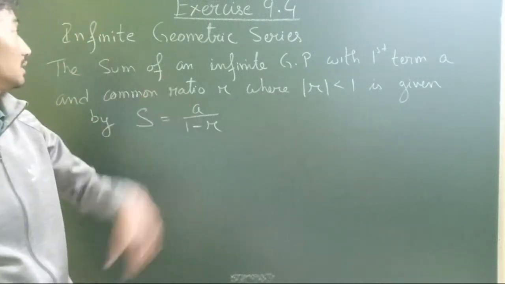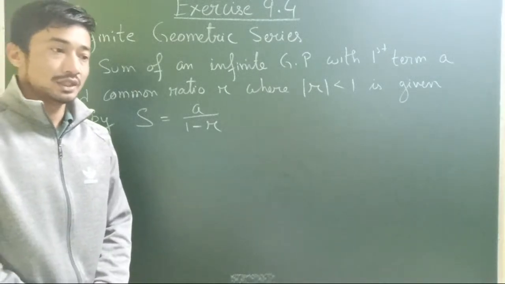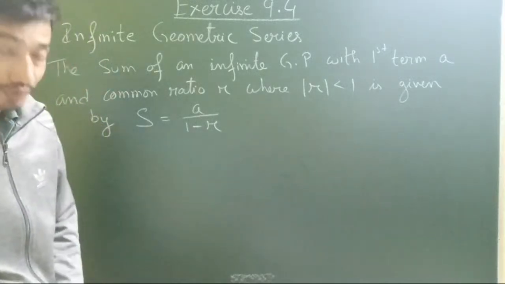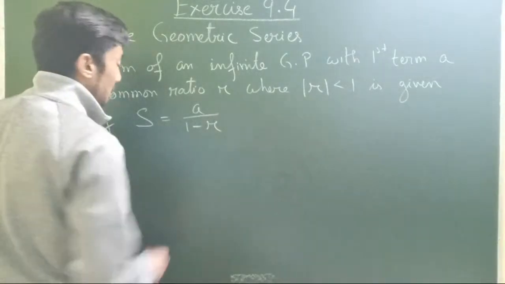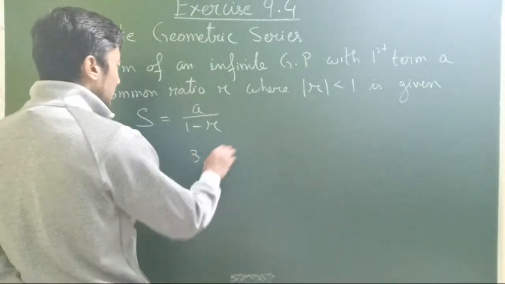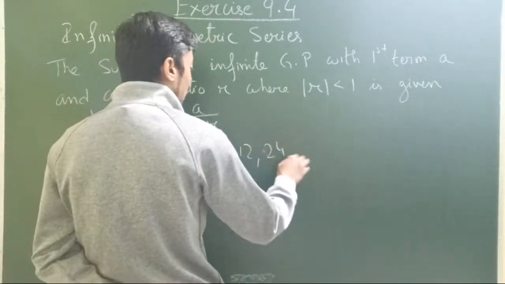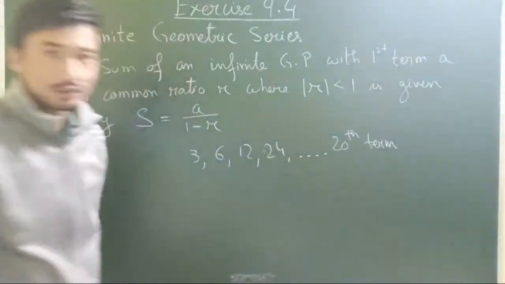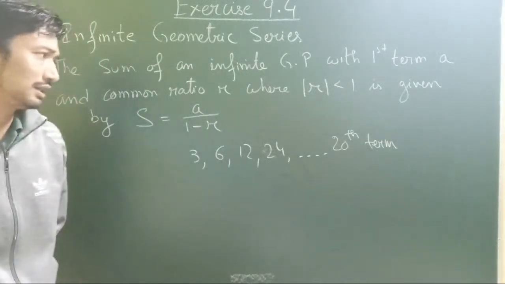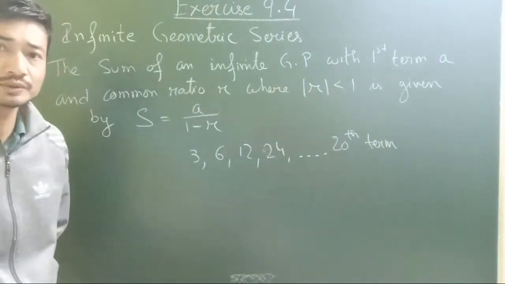It's just this infinite geometric series. How do we add the sum of an infinite geometric series? So far we have had geometric progressions where the number of terms is limited, that's finite. For example, 3, 6, 12, 24, and so on. We have been doing geometric series till the 20th term, where the number of terms is already given to you.